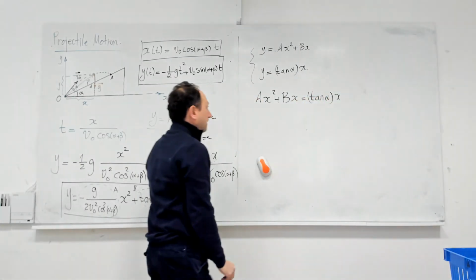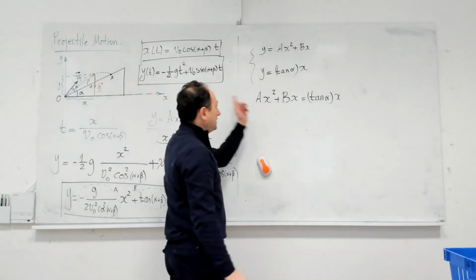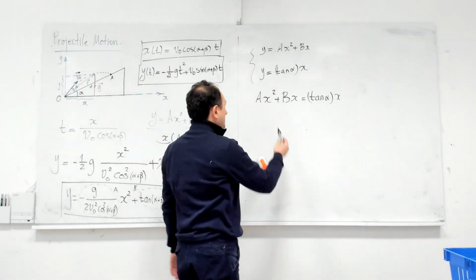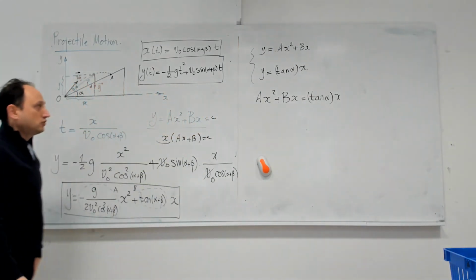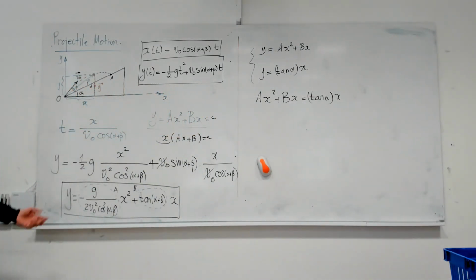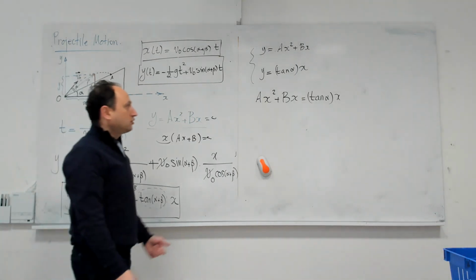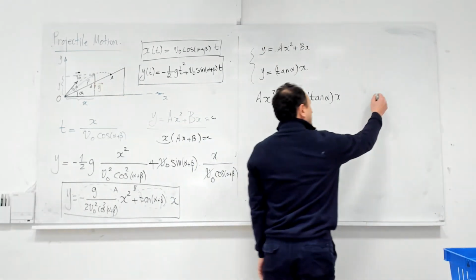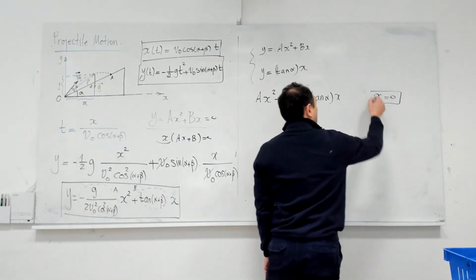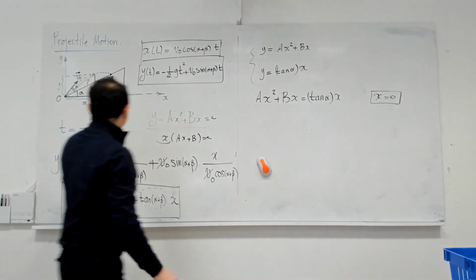Okay? By the way, of course, here I want to tell you something. Can I divide by x? When I divide by x, I have to be sure that x is not 0. So when I divide, I'm implicitly assuming that x is not 0. Of course, x equals 0 is a solution, which was physically trivial for me.